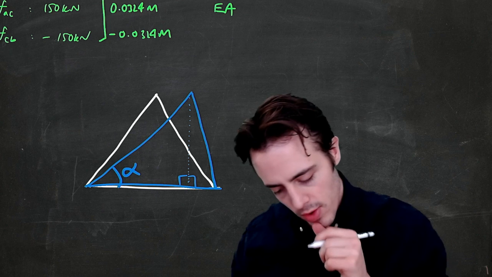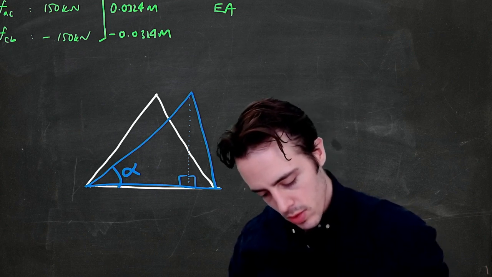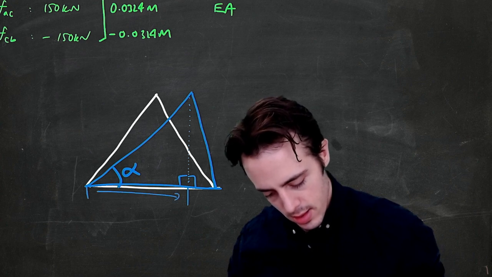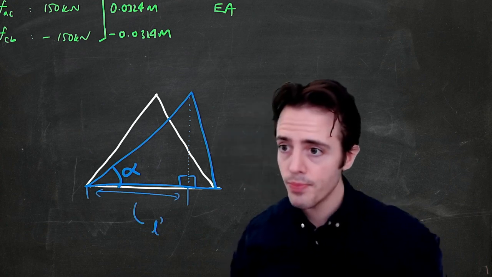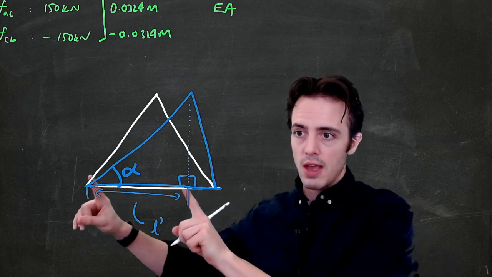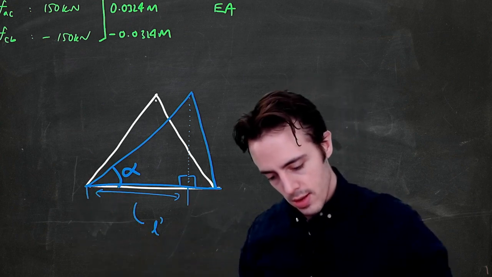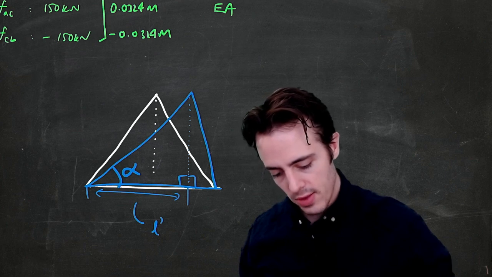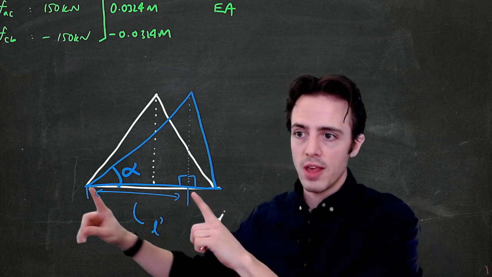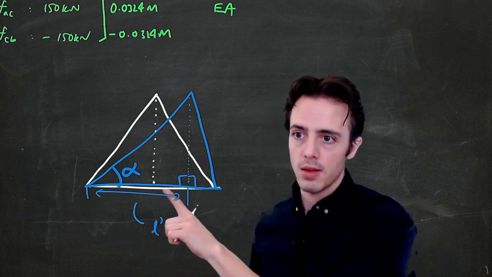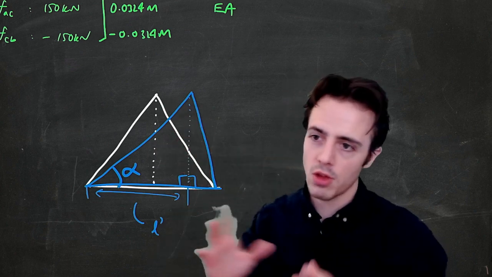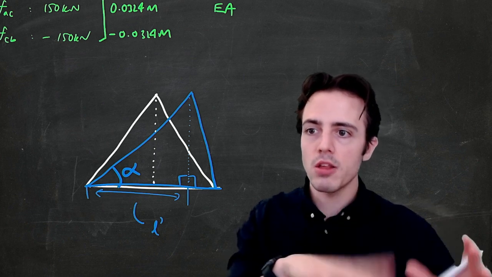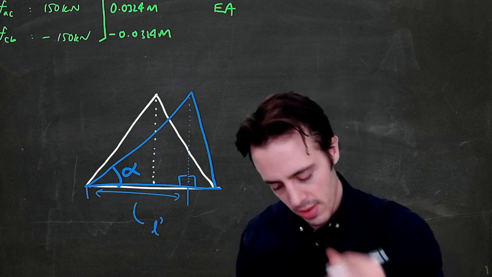Okay, so let's call this length here L prime. In the original structure, this would have been half of the base. So whatever this distance is, minus half of the original base, is the amount that shifts to the right. And again, we're only doing this to show how we get the number, and we're going to show that it's much, much easier with work energy methods.